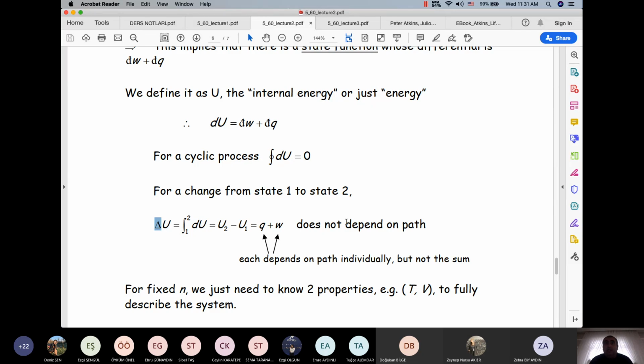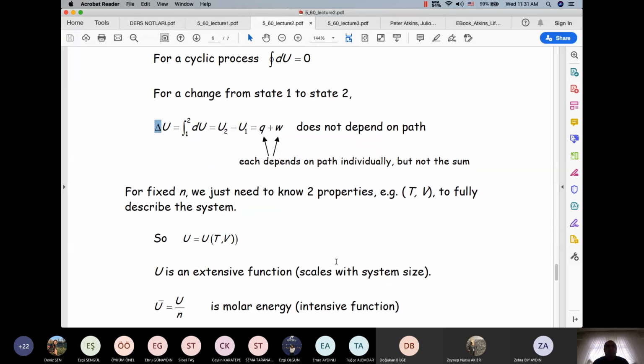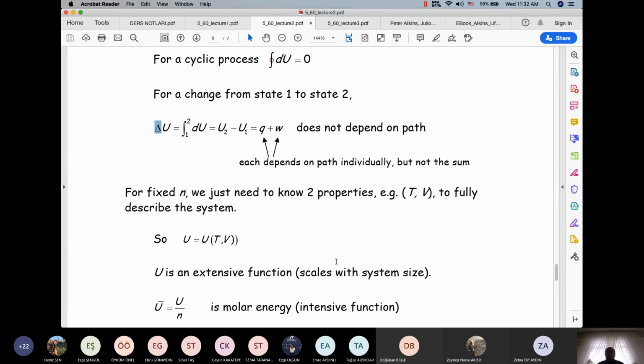Çünkü bunlar depend on the path, yani path'e bağımlı değişkenler. Tamam. Dolayısıyla state function'larını az önce f ile gösterebiliyoruz. Yani f of something; state function'lar, U mesela, temperature'ın ve volume'un ya da pressure'ın ve temperature'ın fonksiyonu olarak yazılabiliyor.